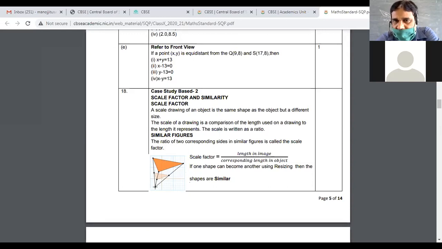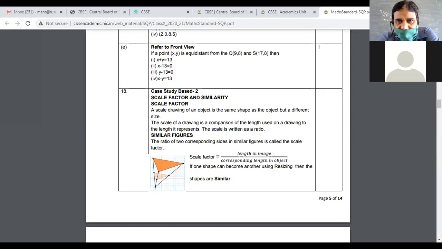Can you see the screen now? Yes, sir, it's visible, sir. Okay, see how nicely it's visible now. All of you are using mobile and laptop.